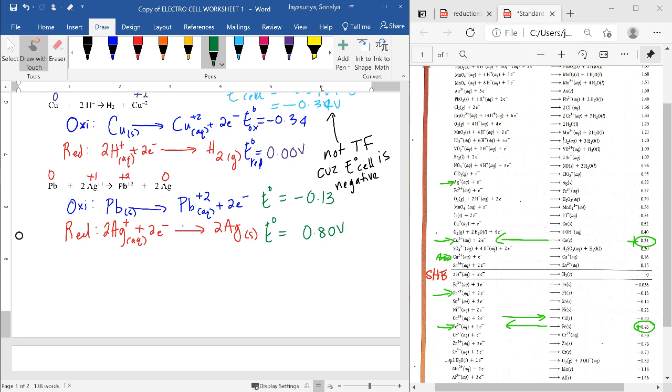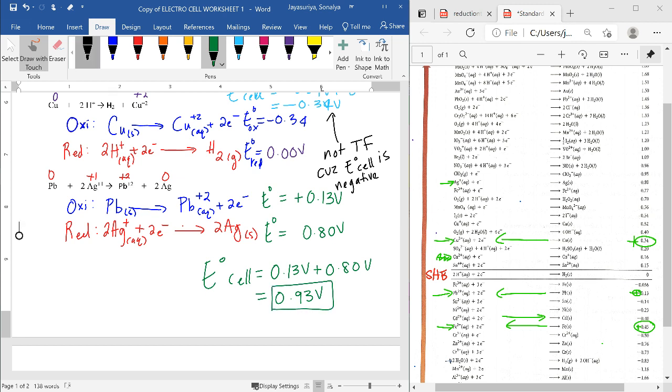So lead is being oxidized, right? So reverse the direction, flip the sign here to positive. Got to switch it to positive. So E cell is equal to 0.13 volts plus 0.80 volts, and that is going to be 0.93 volts, which is a positive number. This is thermodynamically favorable. Check.